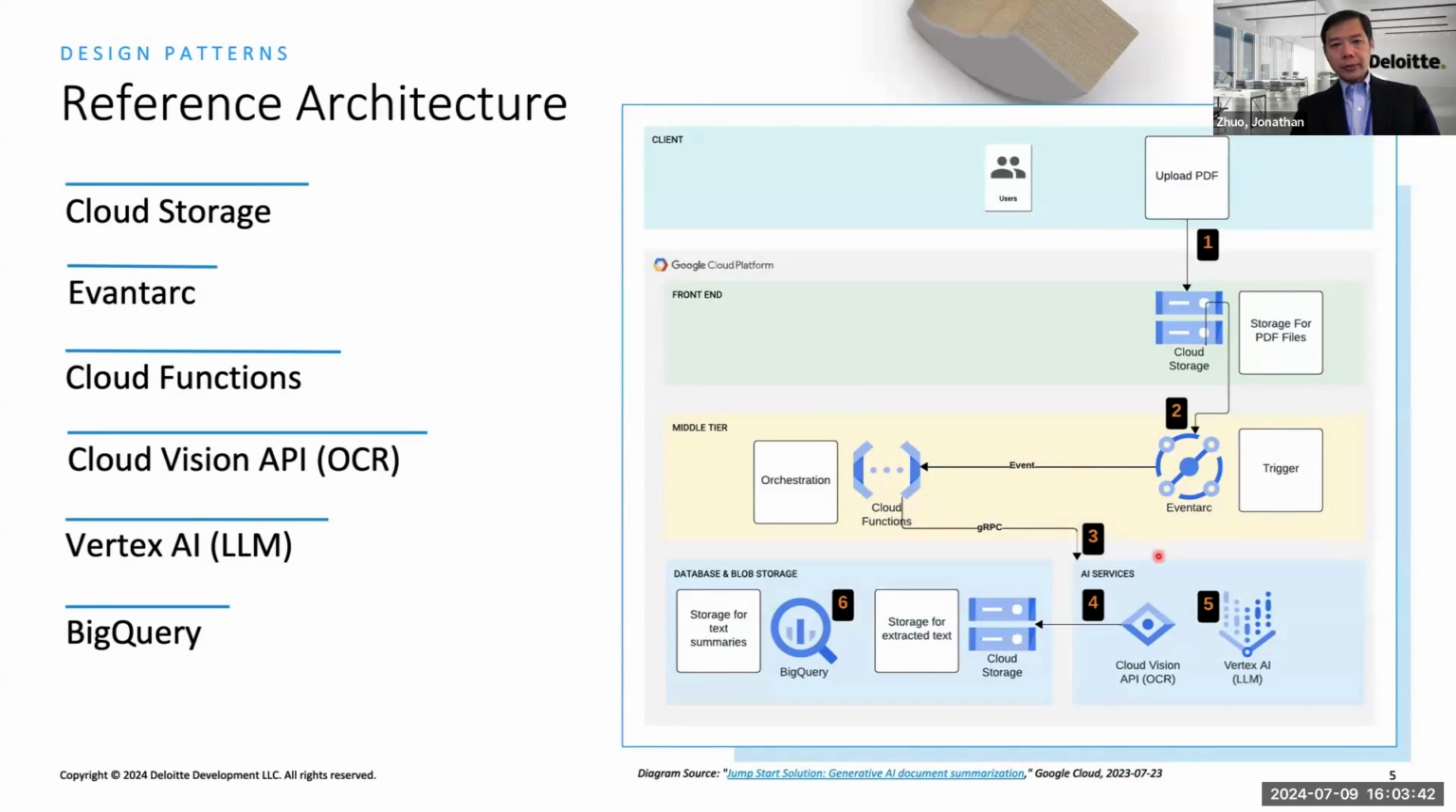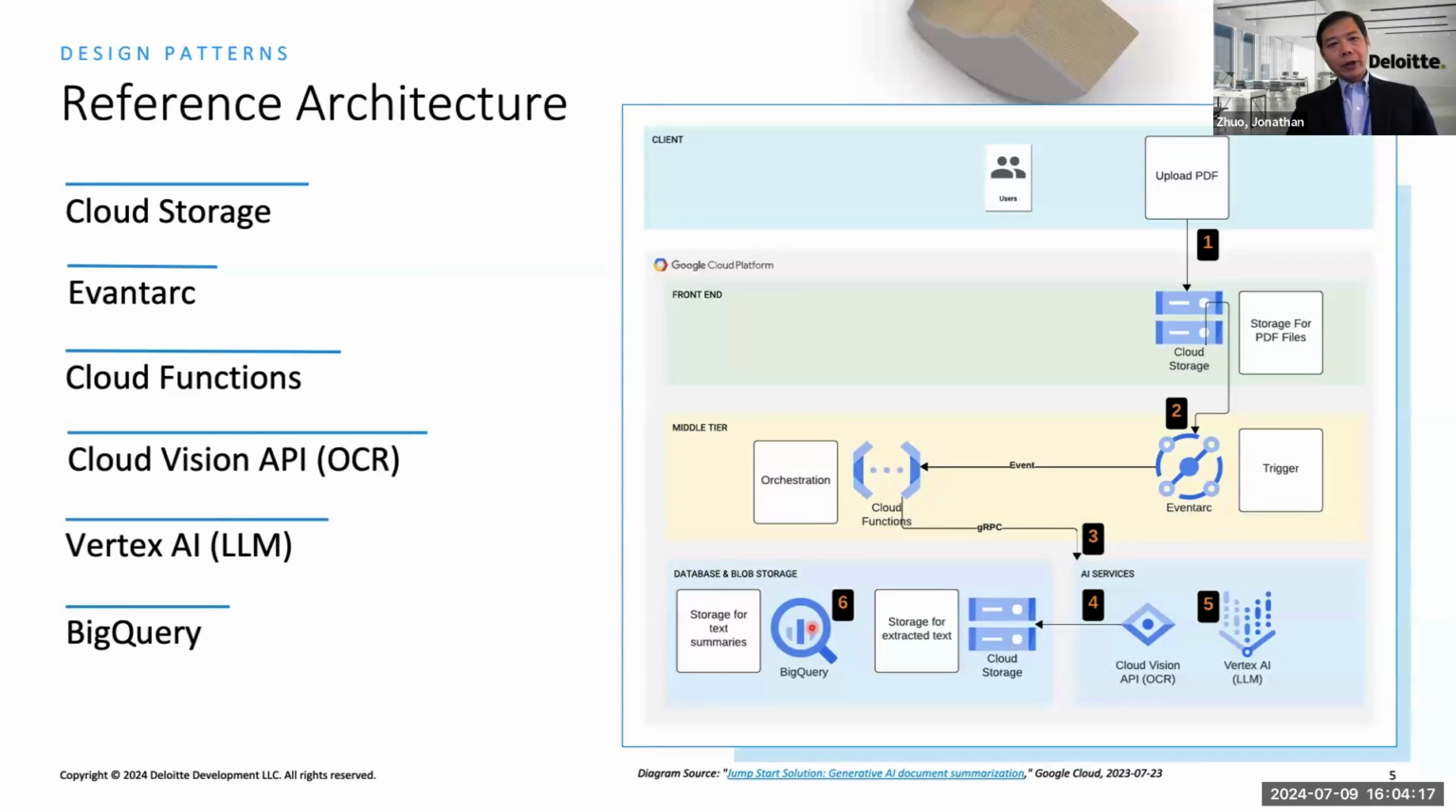And it uses Cloud Vision AI to extract all the text from the PDF file and stores the extracted text into the cloud storage bucket. And then Cloud Function uses a Vertex AI large language model to summarize the extracted text. At the end, it stores the textual summarization of the PDF files inside a BigQuery table.